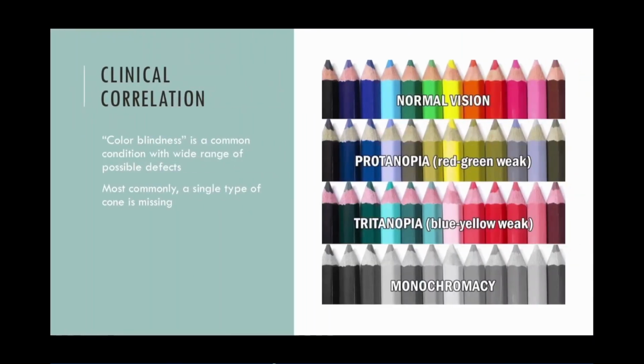So here's an example of different types of color blindness and what they see. So in protanopia, they're red-green weak. So you can see they don't see very much red or green. Again, just showing you different color blindness. It's not going to be on your test.